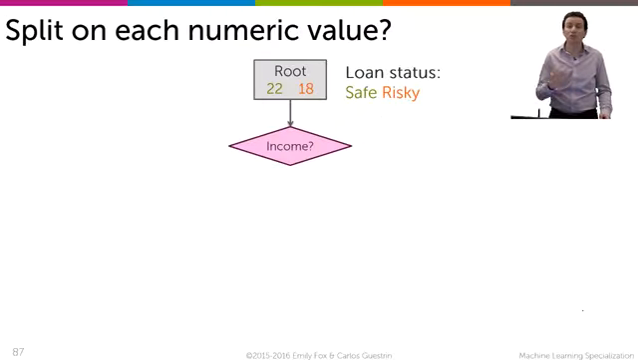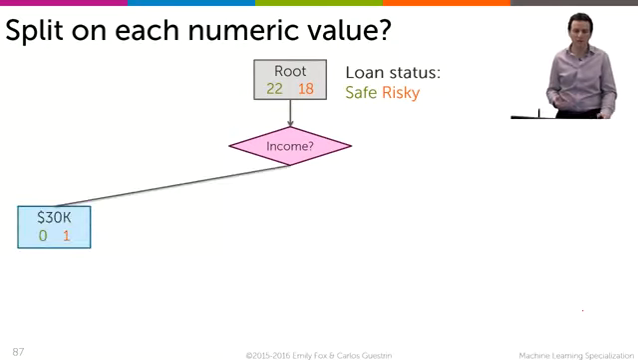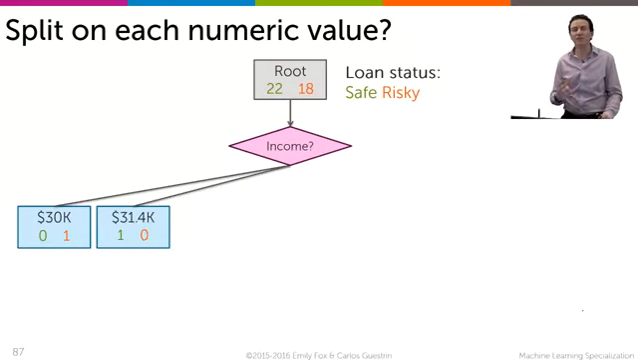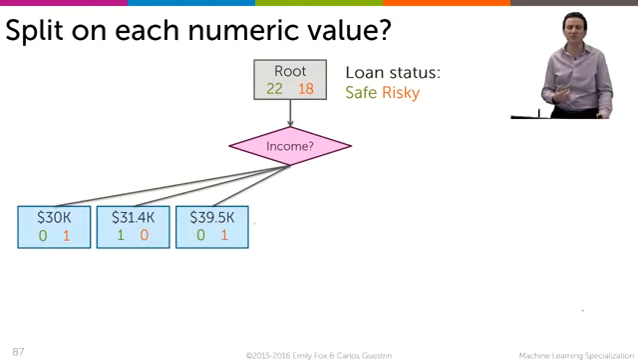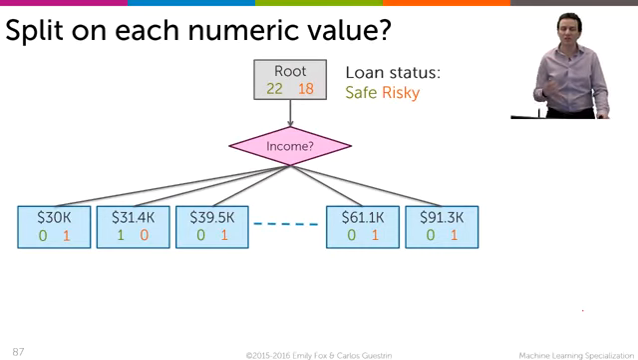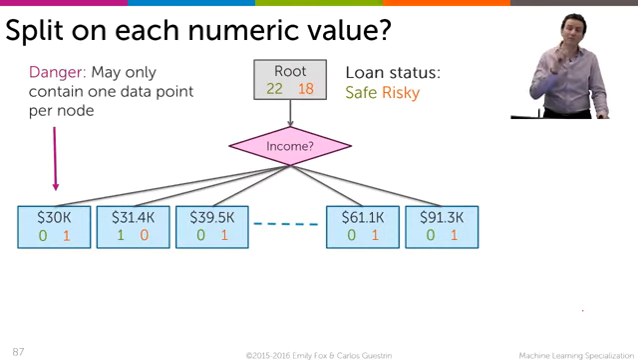One natural approach is to just treat income, or the continuous-valued feature, like we did with the categorical data. So let's take that root node with 40 data points and just split it on income and see what happens. Well, there is one data point with income of 30,000, one data point with income of 31,400, one data point with income of 39,500, and so on. And it turns out that the nodes that we get out of them basically only have one data point in them. And this can be really, really bad.